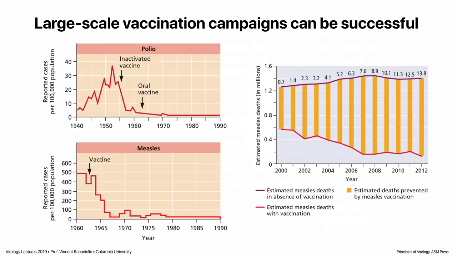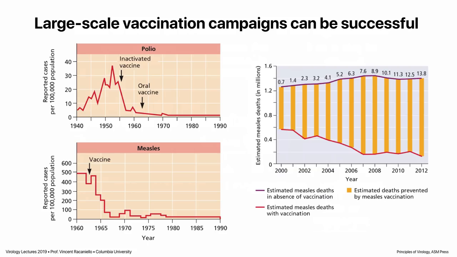Similarly, introduction of measles vaccine in the 1960s brought the number of measles cases down substantially. We would have no measles in this country if everyone were vaccinated as they should be. But as we know, there are people who don't want to get the vaccine, and that's why we have these little outbreaks from time to time.